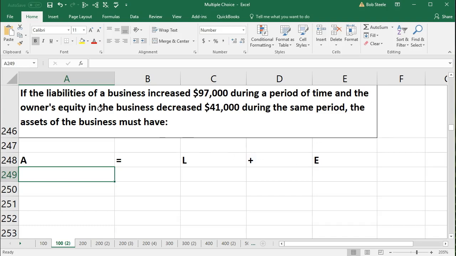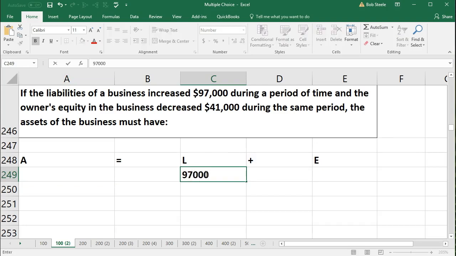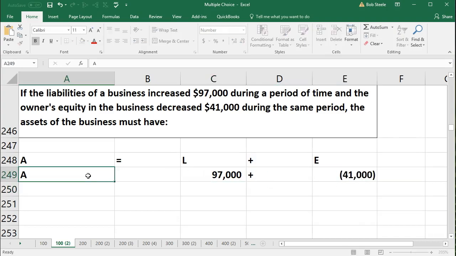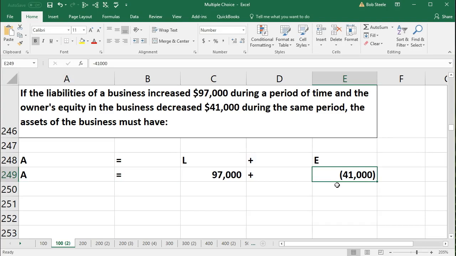So then we're going to say if the liabilities of a business increase, so we're going to say the liabilities are increasing 97,000 during the period and the equity is decreasing, I'm going to say negative 41,000. Now there's a couple ways you can represent that negative. I'm going to complete our equation during the period. What are the assets? Now note that I put a negative number for the 41, Excel representing the negative number with brackets. And clearly now we've got this plus a negative number.